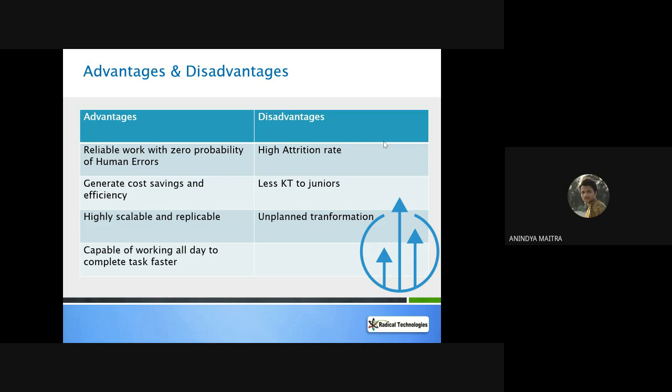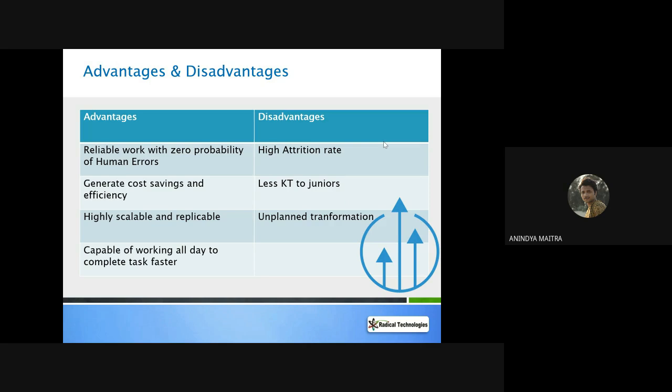Now the problem with KT to juniors is this: when the robot was not there, some people were doing the task. When the robot got introduced, those persons who were doing it earlier now give the input to the robot. Now if a new person joins the team, these persons who give input to the robot do not give KT, knowledge transfer, to the new joiners. They do not give the entire process they were doing earlier, before the robot, as KT to the juniors.